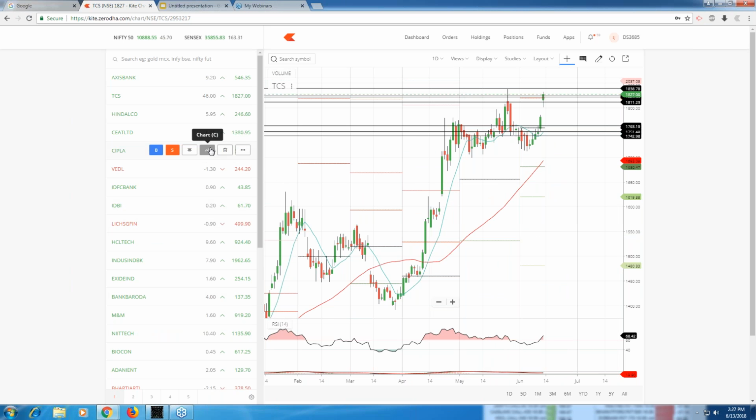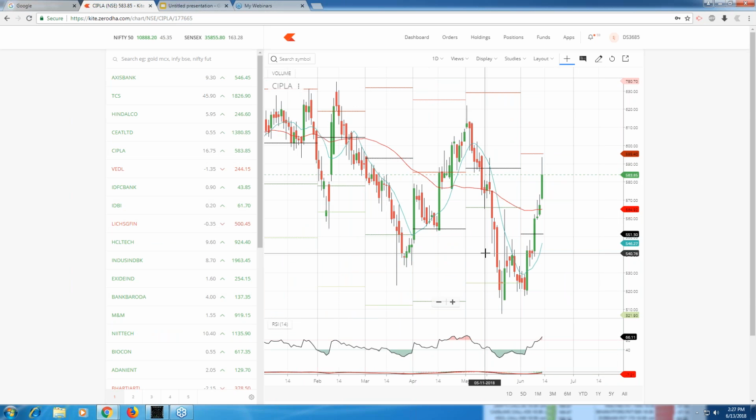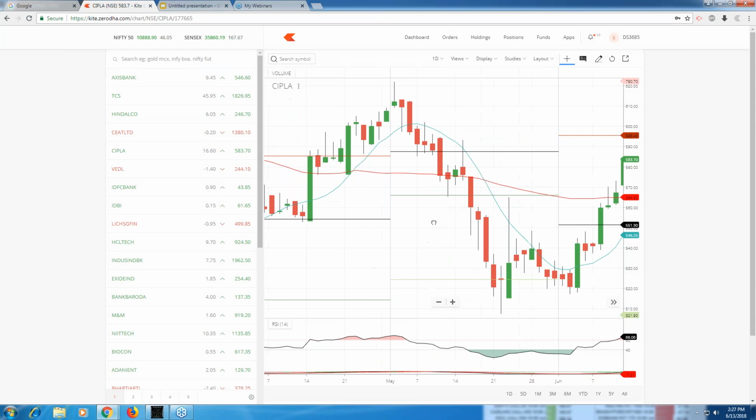Let's say we take Cipla, right? So Cipla here, today it went up. A few days back, I think yesterday, RSI went above 60, a clear enough indication that the stock is planning to go up, right? Similarly, let me look into here what happened at this point.